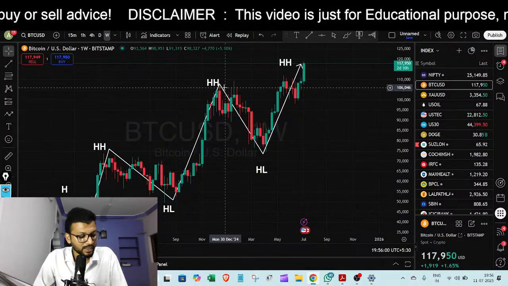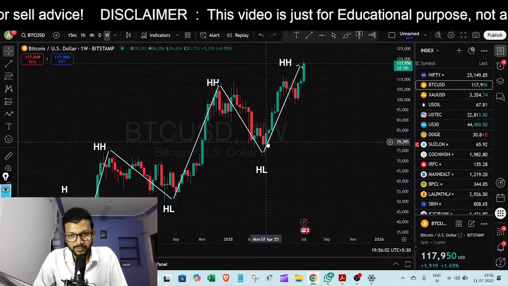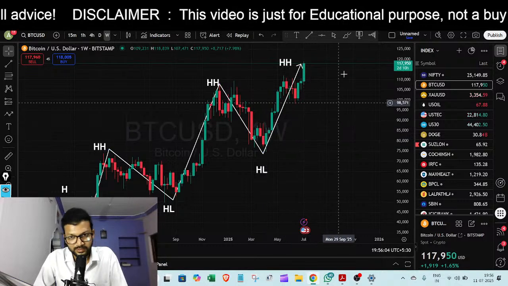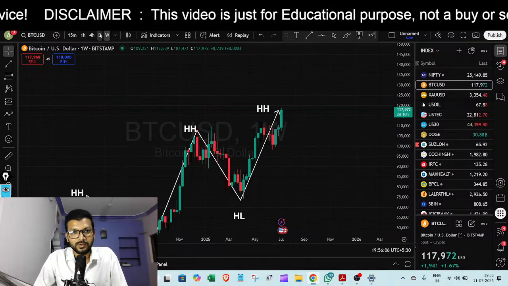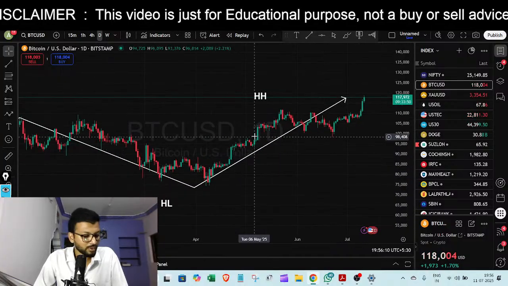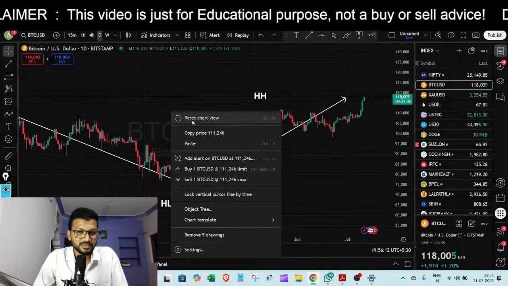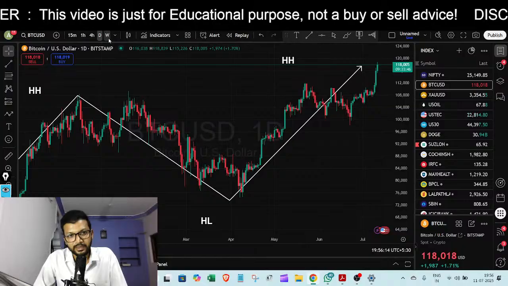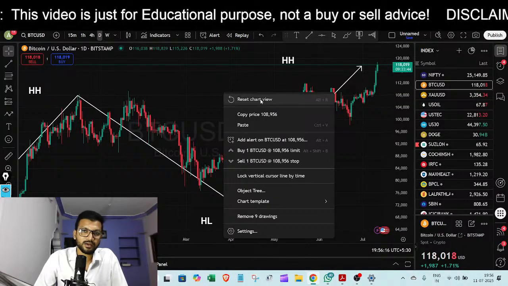Similarly, after this high, after the retracement, enter. High, retracement, enter. Then you can go for the 1 day chart. Here you will confirm all the candlesticks and chart patterns. In the higher time frame only you will get an idea about the trends.